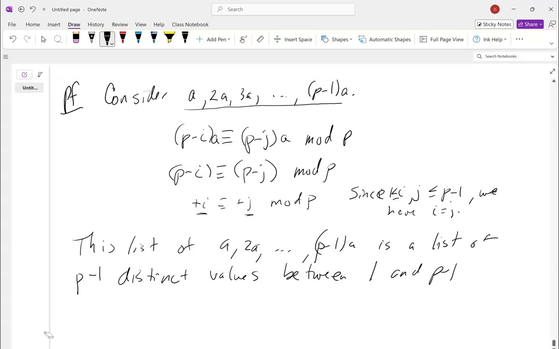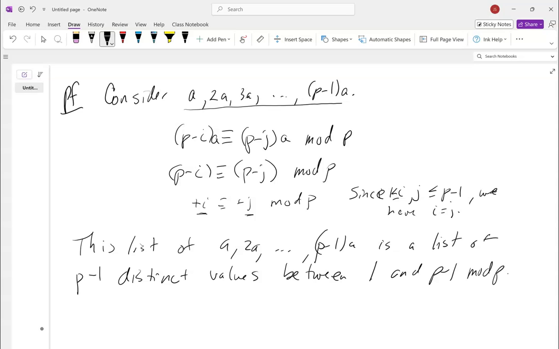They're all distinct and they're all between 1 and P minus 1 mod P. Does that make sense what I'm trying to say? We know that they're not congruent to each other mod P, right? Distinct coefficients give you distinct remainders, right? And when we mod out by P, it has to be between 1 and P minus 1. It can't be 0 because P doesn't divide the coefficient and it doesn't divide the A, so it can't divide the product because it's prime.